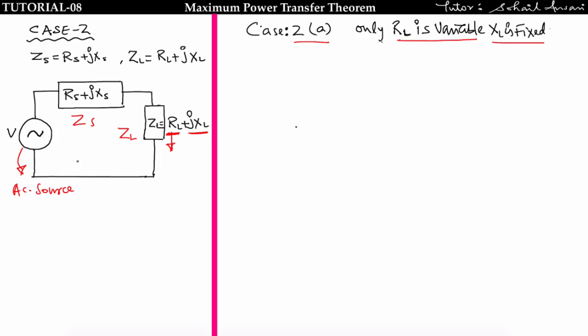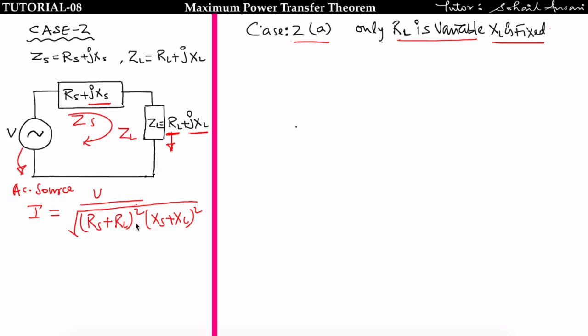So first find the formula of power in this circuit. What is the current flowing through this circuit? The current will be V, this is the RMS voltage, V upon impedance ZS plus ZL, so I will get the square root of (RS plus RL) whole square plus (XS plus XL) whole square. This is the current flowing through the AC circuit. Remember, this is in rectangular form, so we have to take the magnitude, which is given by the square root of (RS plus RL) whole square plus (XS plus XL) whole square.